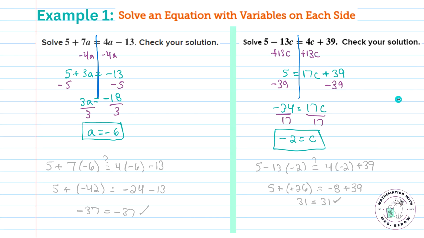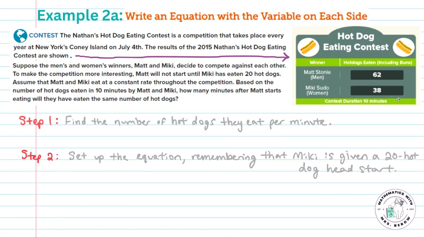Let's take a look at some story problems. So on this one, again, we're going to write the equation and then solve it. This one says the Nathan's Hot Dog Eating Contest is a competition that takes place every year at New York's Coney Island on July 4th. The results of the 2015 Nathan's Hot Dog Eating Contest are shown. So in this table, we can see that we have the winner for the men, and we also have a winner for the women and how many hot dogs that they ate in 10 minutes.